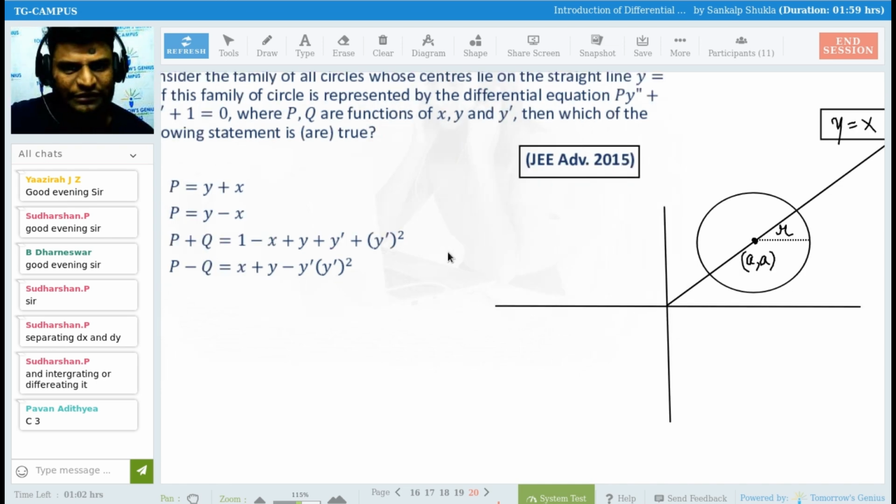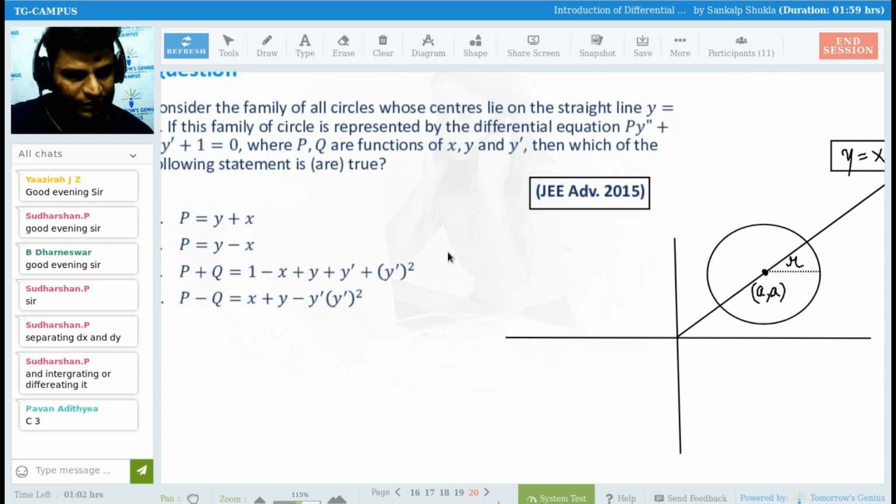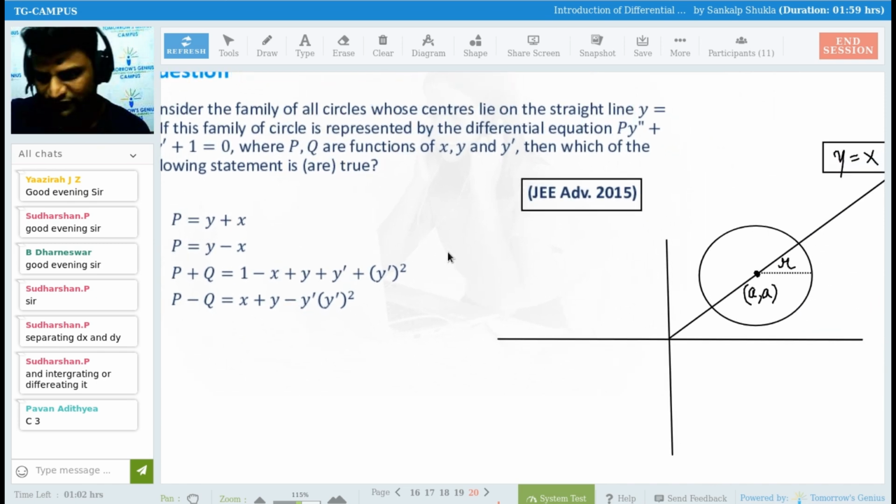So what will be the equation? In questions like JEE, if the question is from JEE Advanced, it will not directly tell you anything. It will say, just read the question, consider the family of all circles whose centers lie on the straight line. But nowhere is the equation of the circle given, because that is your job. In order to begin with the question, first you are supposed to find the equation of the circle.